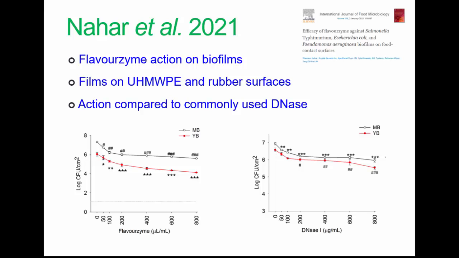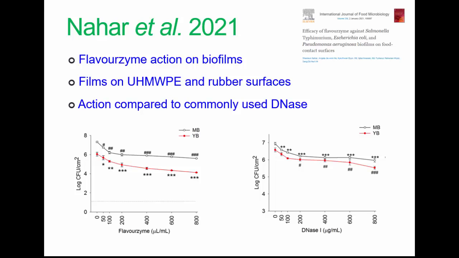Yes, 2021, so a brand new paper just been published. Flavozyme is a food-grade peptidase enzyme from Aspergillus oryzae, also known as koji mold, a filamentous fungus used in Japan to saccharify, that is, reduce to sugars, rice, sweet potato and barley in the making of alcoholic beverages such as sake. It also mentions UHMWPE, that stands for ultra high molecular weight polyethylene. So the experiments on this were done on UHMWPE and rubber surfaces.